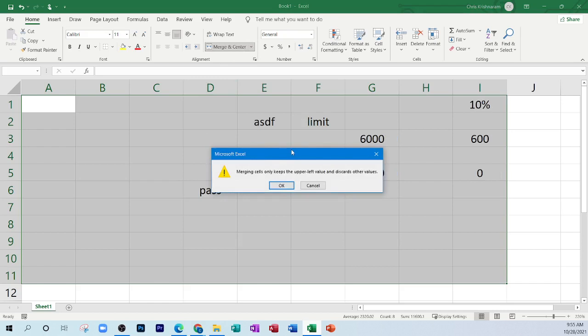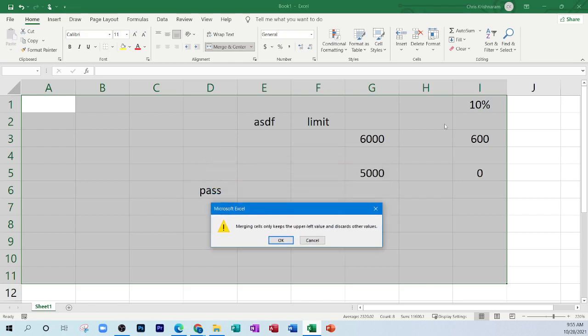But notice, was this the error? Yes, sir. So what is happening here is that it is detecting data inside of the cells that you highlighted. Because remember, you're going to merge all into one. All of this information that you're seeing on the screen is in individual cells, so it doesn't know how to combine them together. So what it's going to do is delete them. Merge only keeps the upper left value and discards the other values. It says here clearly.